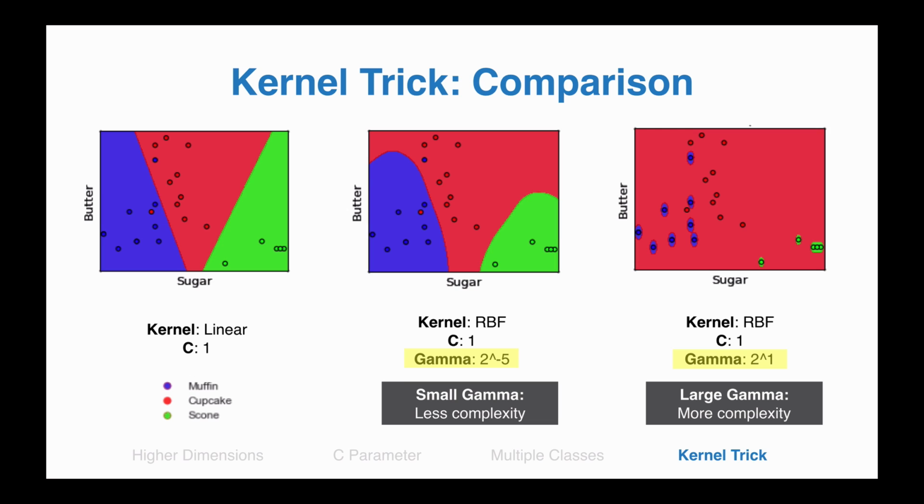Well, you're going to have to try a bunch of different C and gamma combinations using grid search and see which one is best for your data.